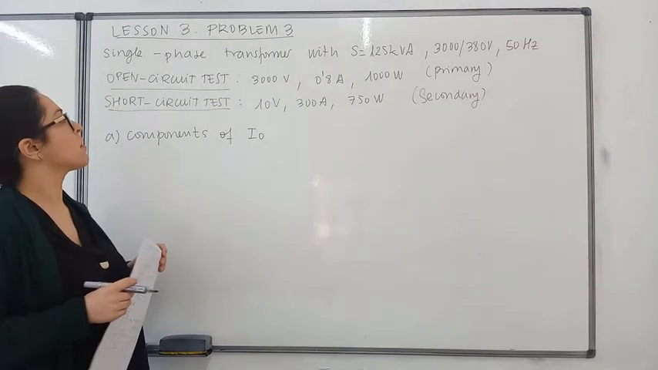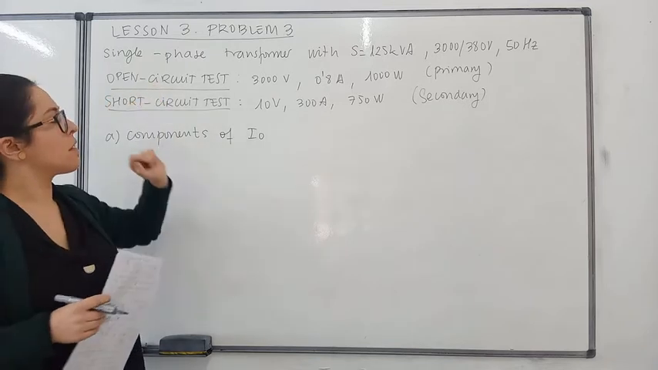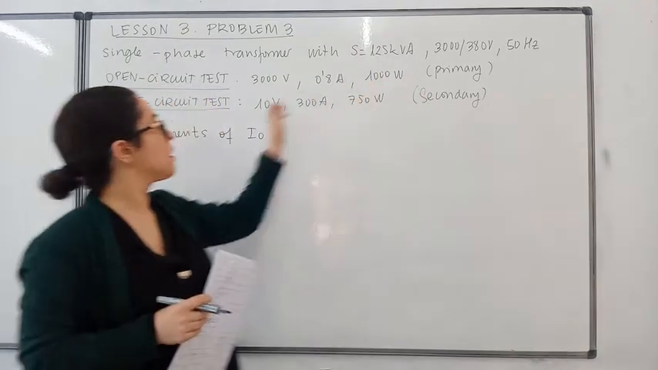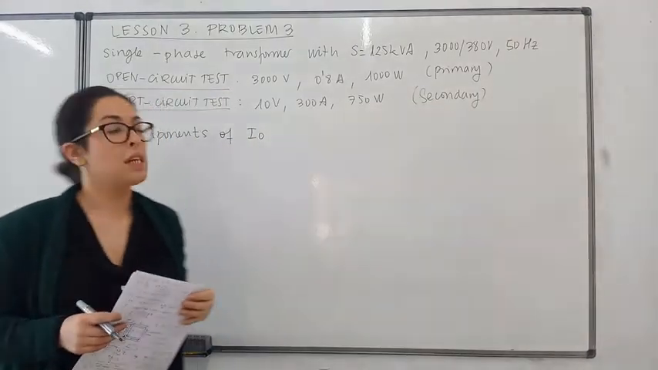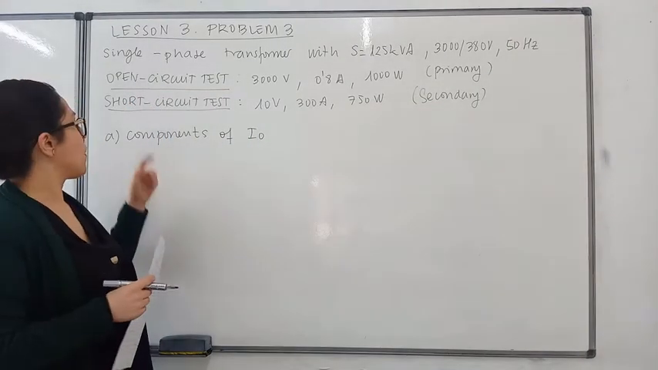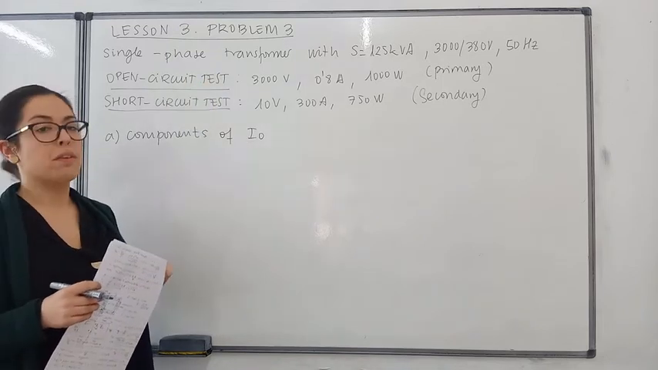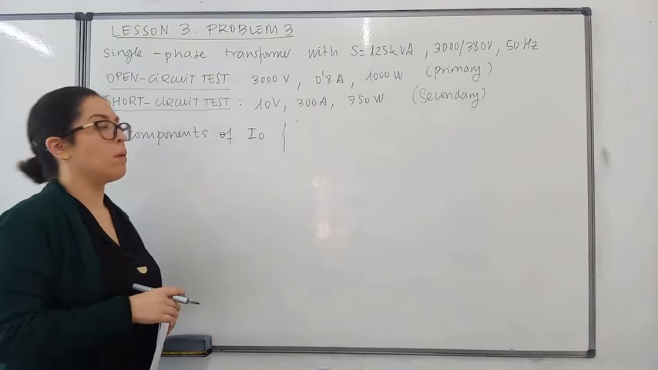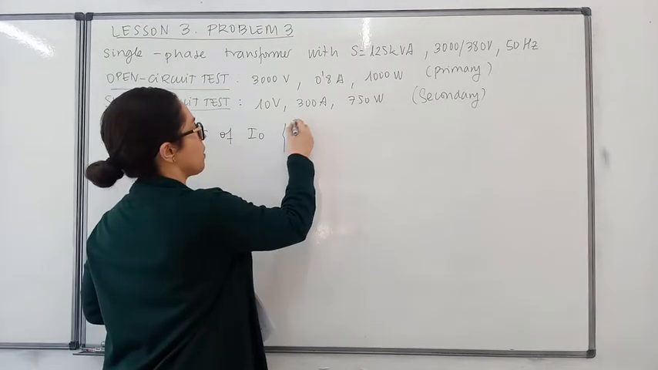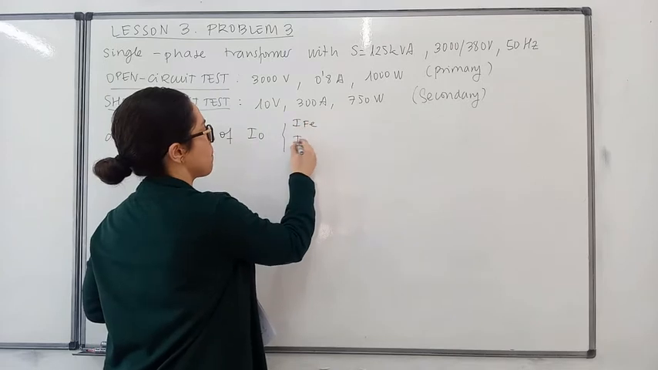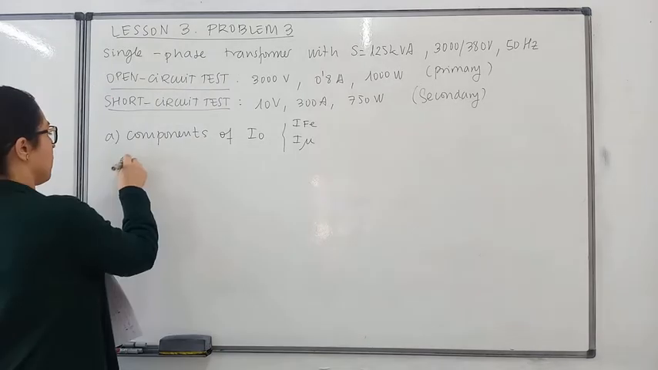In this power transformer we have performed an open circuit test in the primary circuit and a short circuit test in the secondary circuit. The first question is the components of the no-load current in the open circuit test. As you know, the components of the no-load current are the current of iron losses and the magnetizing current. So we need to obtain both of them.